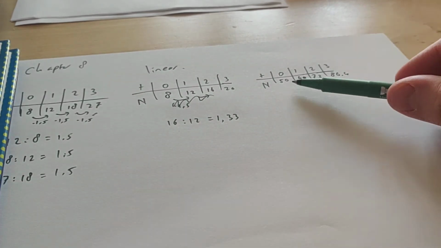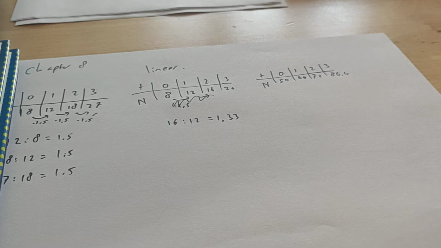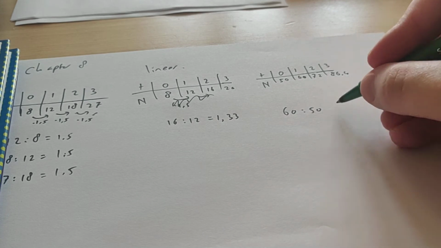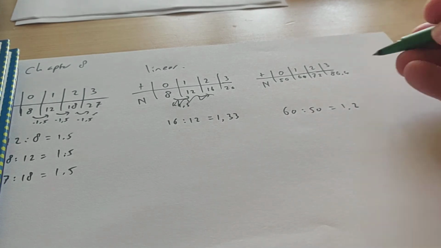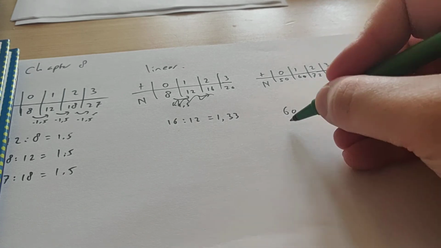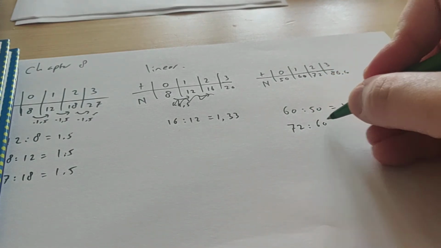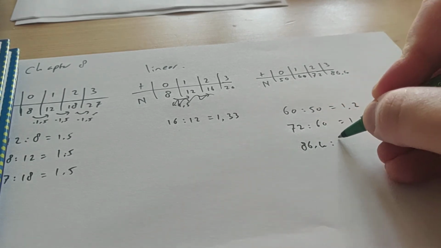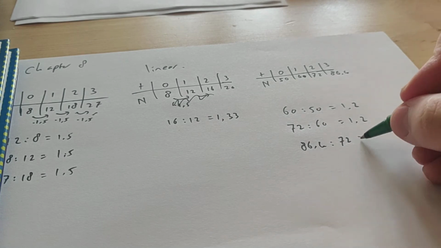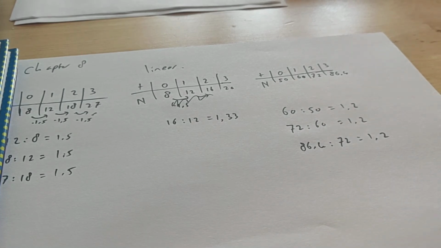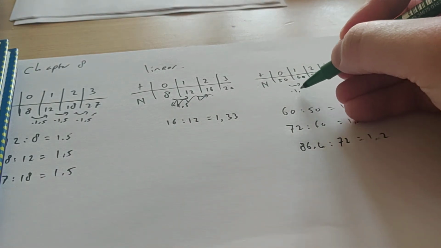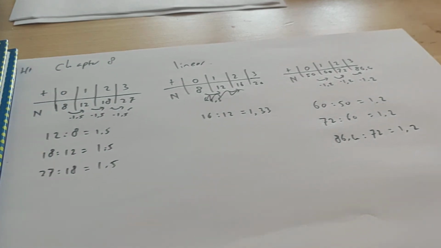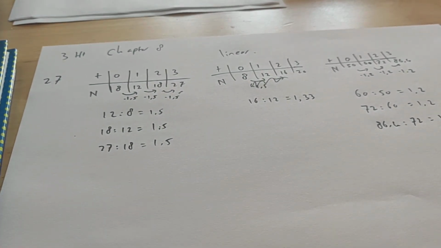Then we're going to go to the third table. Here it says 50, 60, 72, and 86.4. So if you want to calculate the first increase, you do 60 divided by 50, and then you have 1.2. So if the other ones are also 1.2, then it's exponential growth. So here you have 72 divided by 60 is also 1.2. And if you calculate 86.4 divided by 72, you also get 1.2. So this is exponential growth, times 1.2 times 1.2 times 1.2. So the first one and the third one have exponential growth.